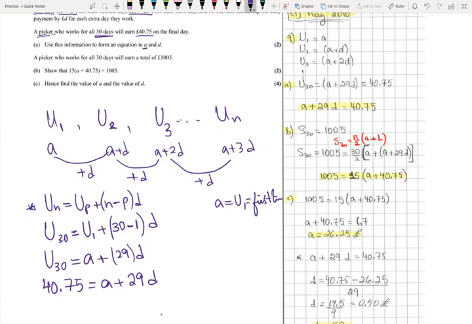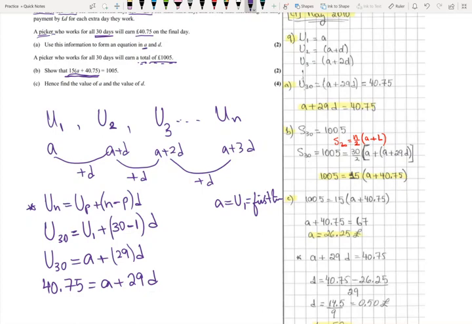We continue. A picker who works for all 30 days will earn a total of 1,005 pounds. Now when they say total, it means you have to use the sum, or you have to think of the sum. In part B, show that 1,005, which is the sum, is equal to this value. So since the sum of the 30 days is equal to 1,005, then S30 equals 1,005 equals 30 over 2, which is the number of terms over 2.